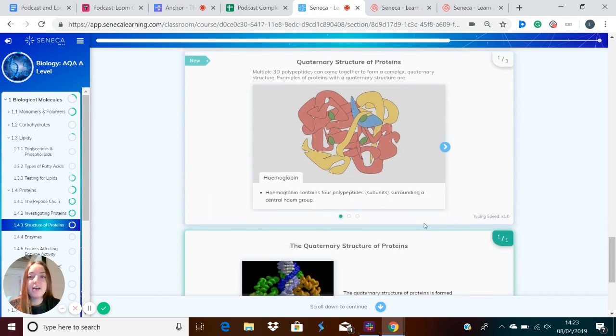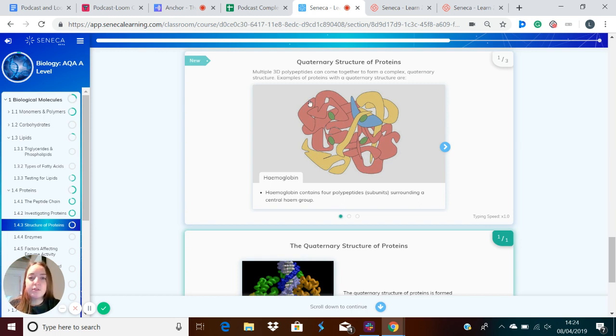The last layer is the quaternary structure of a protein. This would be multiple 3D polypeptides coming together to form a complex quaternary structure. So not every protein will have this structure, as it's lots of different polypeptide chains together. Most proteins will just have the tertiary structure as their top level structure.